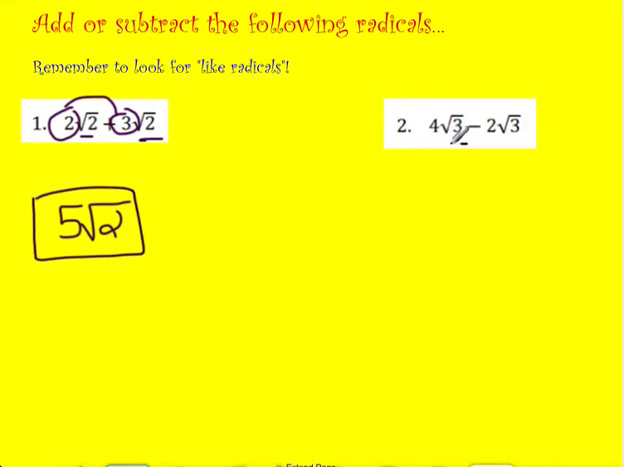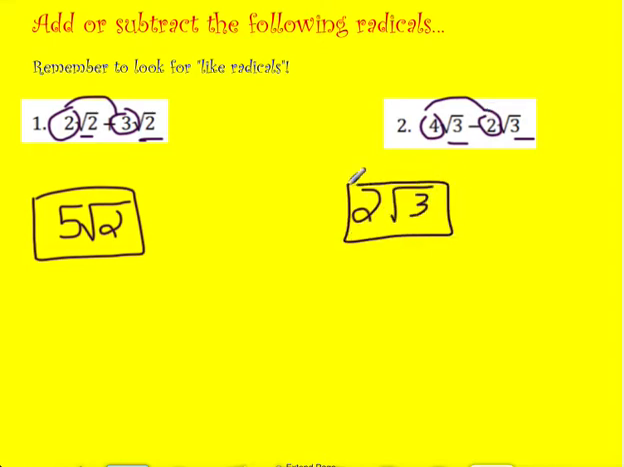Taking a look at number 2, I see that both of these are square roots of 3, so I can subtract their coefficients. 4 minus 2 is 2, and then again I'm going to keep that as the square root of 3.